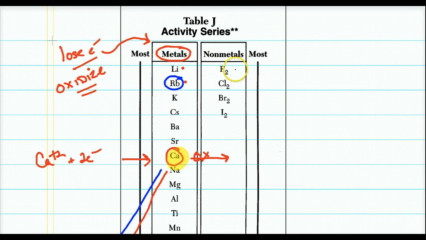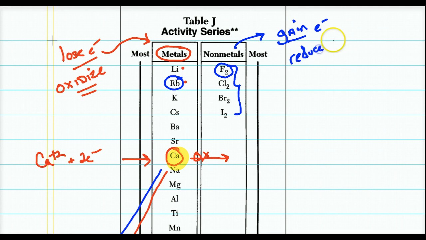In the other question, of the nonmetals posted here, fluorine is the best nonmetal. And what do nonmetals do? Nonmetals gain electrons. We talked about why. And gaining electrons, these are the ones that reduce the best. So that's why F2 is the answer. So table J could be used to answer those. Don't forget that nonmetals are gaining electrons.